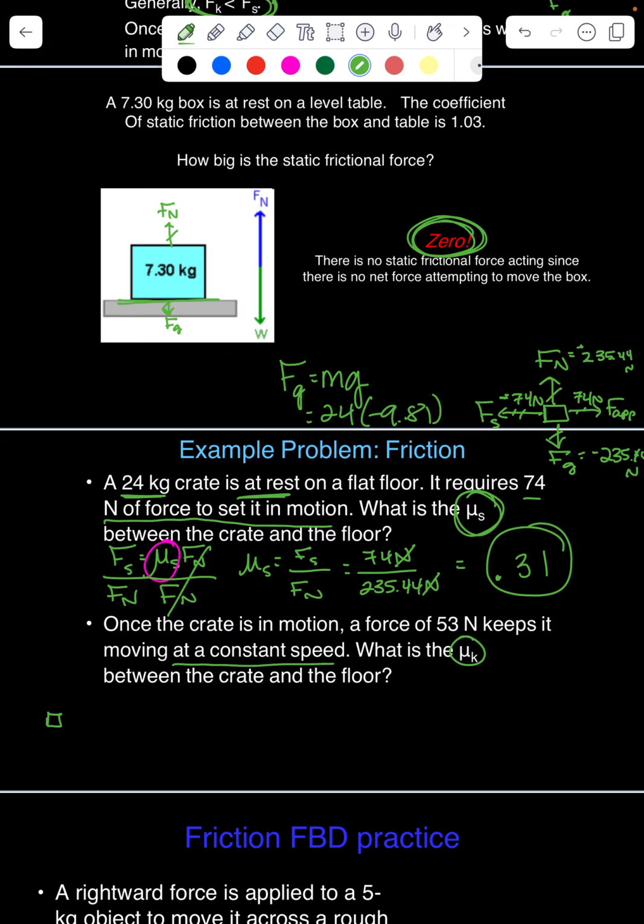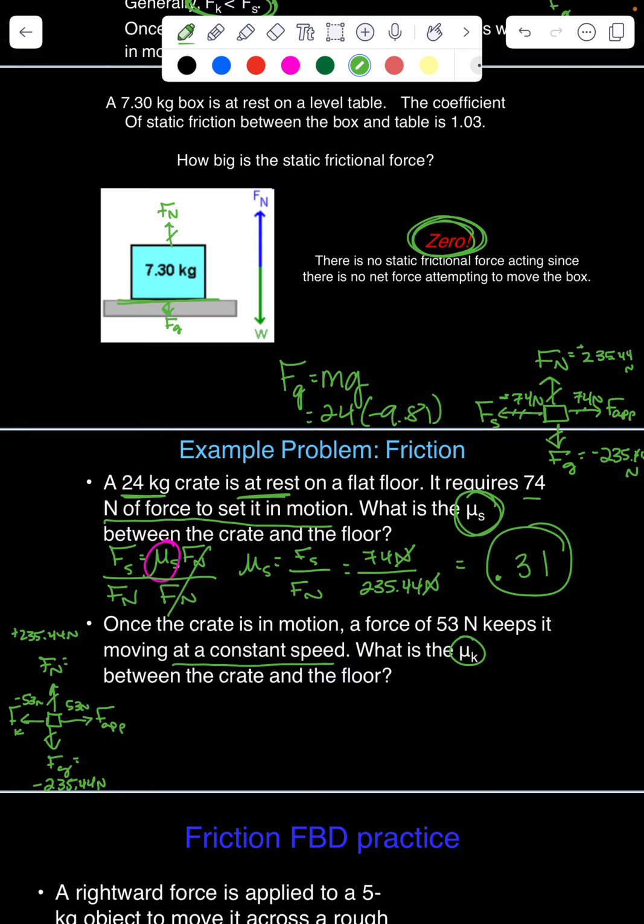All right, if we were to draw another free body diagram, it is the same crate, so our gravity and normal are both going to be the same. We have our negative 235.44 newtons and then a positive 235.44 newtons. And we know that we are applying a force of 53 newtons and it's going at a constant speed. So we know our kinetic frictional force has to be negative 53 newtons.